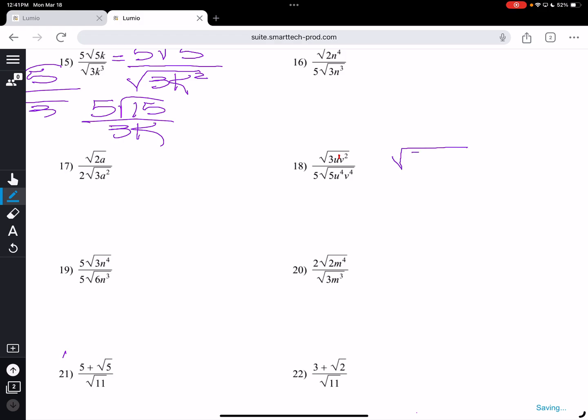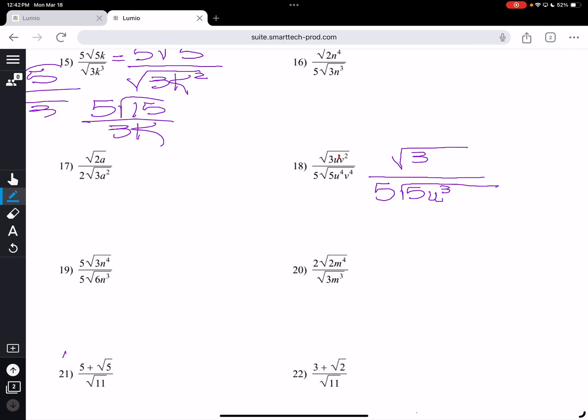So we have a 3. I'm coming back to talk about the v in a second. And we have a 5 radical 5 u to the third. Everybody good so far?